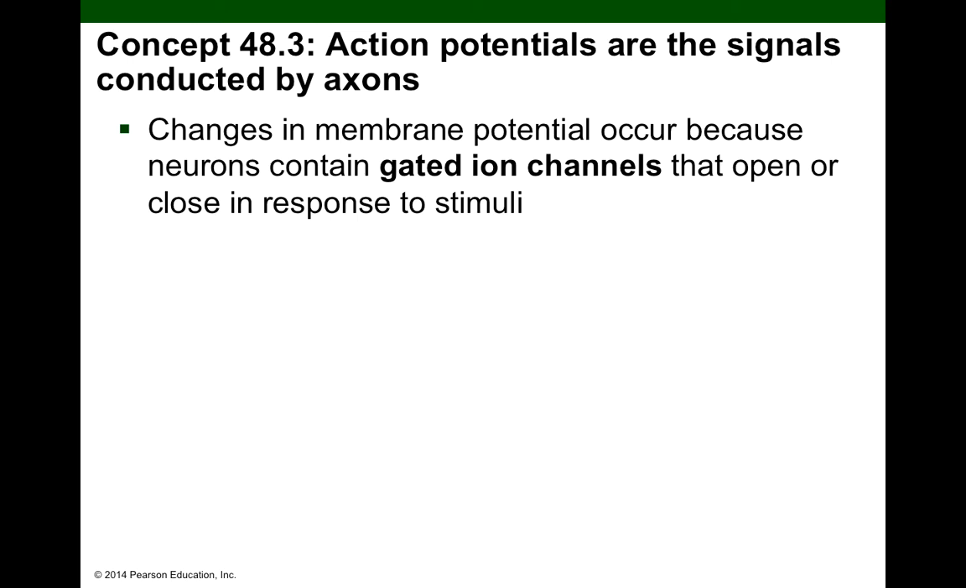So when a neuron responds to a stimulus, we see changes in the membrane potential. These changes happen because gated ion channels open or close in response to a stimulus and allow ions to flow into or out of the cell. This is going to alter the membrane potential.